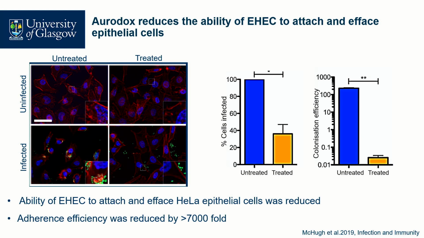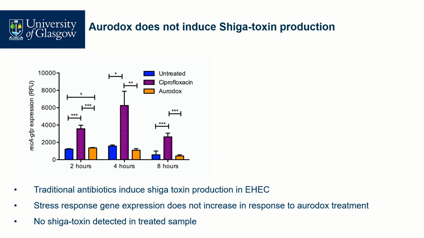And when we quantify this, we see a 3-fold reduction in the number of cells infected and a greater than 7,000-fold reduction in colonization efficiency. So yeah, we're quite confident in the ability of the compound to do this job. And it was also really important to us to make sure that Orodox didn't induce Shiga toxin production.